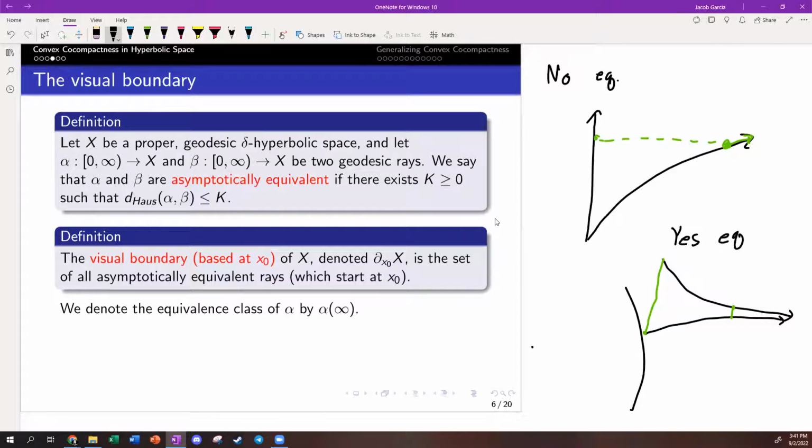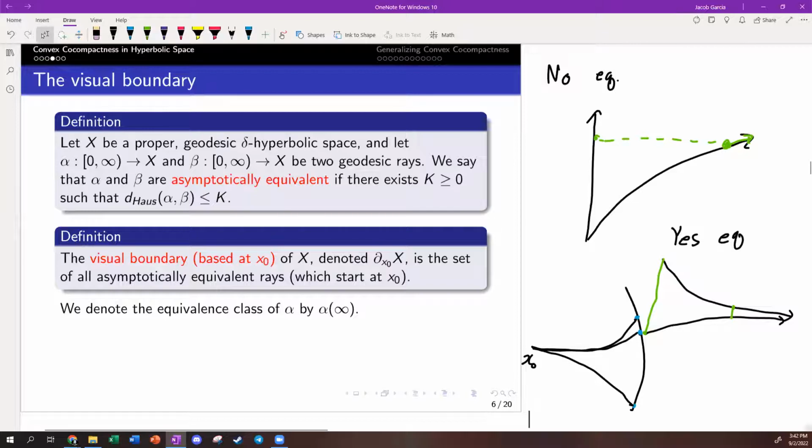So if I have my base point x naught, here I have two points on the boundary. Maybe I should put my points on the boundary in a different color so they're easy to see. And I want to say that these two points are closer than the point down here. Well, if I draw the rays which go to these points, we'll see that the first two rays fellow travel for a very long time, whereas this third ray diverges much sooner from the first two. So this is how we define closeness, and this is how the topology works.